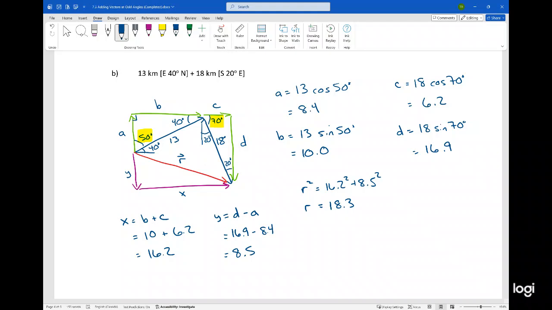And likewise, we need to find an angle. Now, in this diagram, this is the theta we want. Even though it's a bigger angle than the bottom corner, we're trying to find the angle that we head in from our starting point, not that we arrive at our ending point. So we always do the angle relative to starting position. Okay, so that means that tan of theta will equal opposite over adjacent, or X over Y. So 16.2 over 8.5.